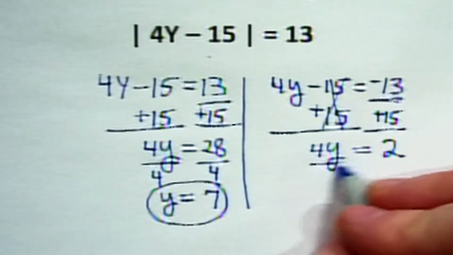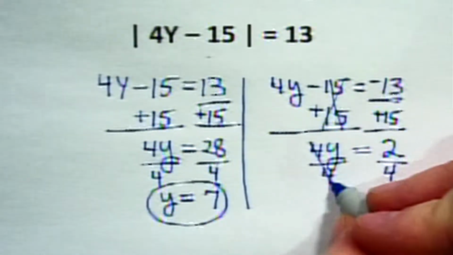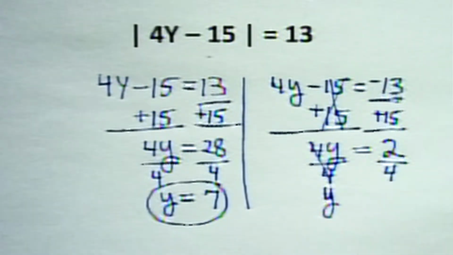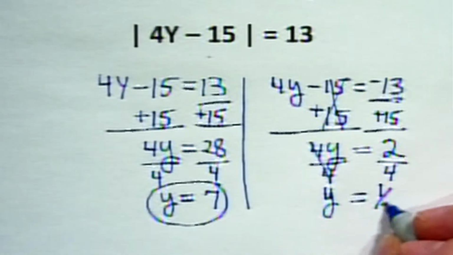Well, we divide both sides by 4. We use our division property of equality. And the 4s take a hike. They divide each other out. And over here, we've got a fraction that's developed, called 2 over 4. Simply reduce it down. 2/4 reduces to 1/2.